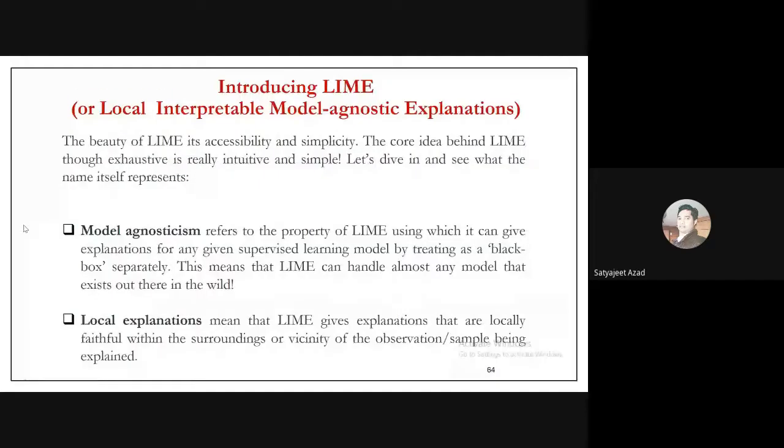Okay, so there is a framework called LIME, which stands for Local Interpretable Model-agnostic Explanations. This framework is used in Python. The beauty of LIME is its accessibility and simplicity. The core idea behind LIME is that it is exhaustive, and if you throw any model at LIME, it will give you some explanation. That is why it is called model agnostic. They use the black box separately.